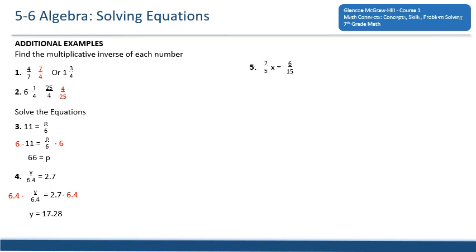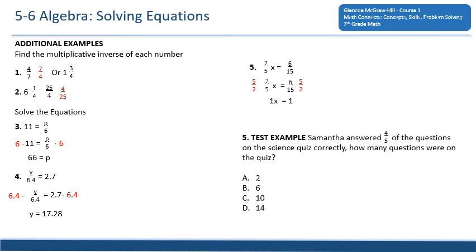2/5 x equals 6/15. So if we multiply both sides by the multiplicative inverse of 2/5, we get 5/2. That will cancel out everything with the x, and we get 1x equals 1, because 6 times 5 is 30, and 15 times 2 is 30. So we get 30 over 30 over there. So it's really x equals 30 over 30, x equals 1.